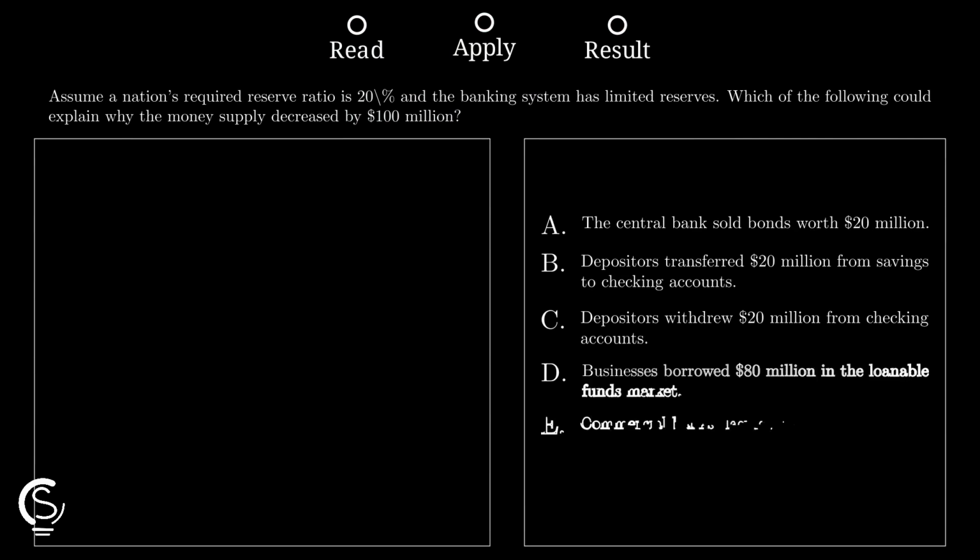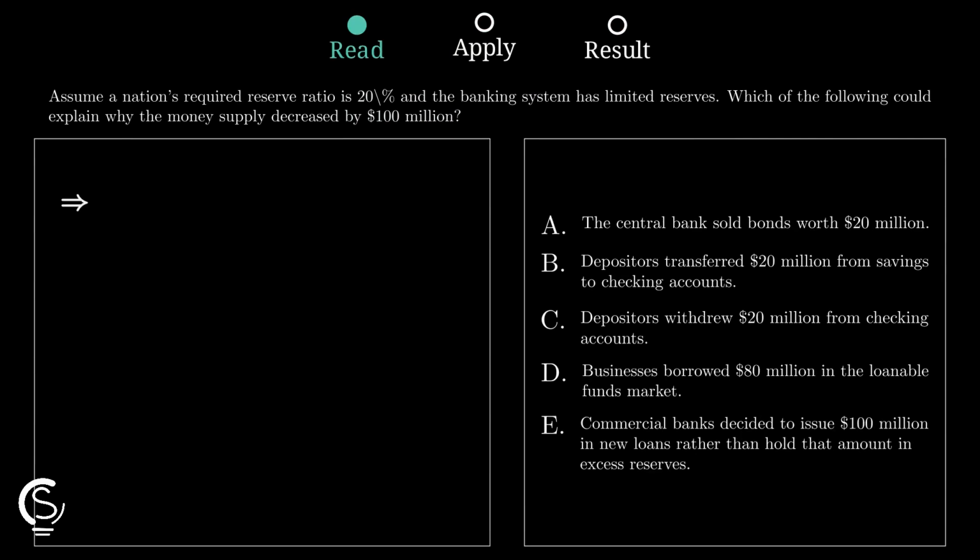First, we identify the money multiplier by taking the reciprocal of the 20% reserve ratio. 1 divided by 0.2 gives us a multiplier of exactly 5 for this economy.